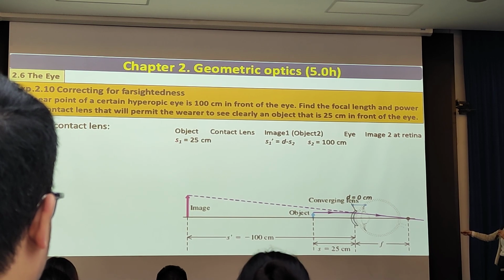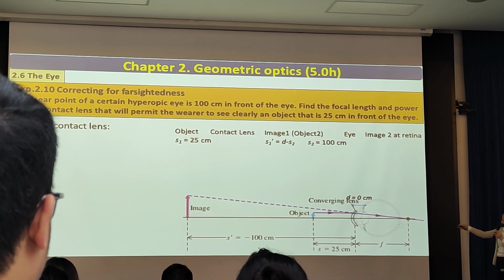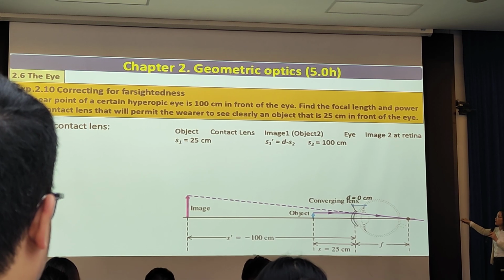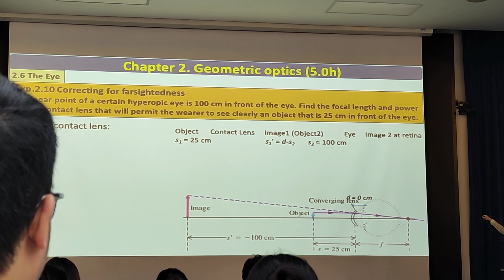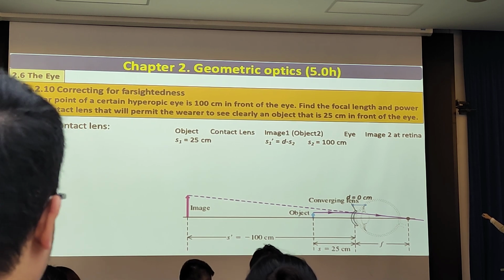The object at the distance S1 equal to 25 centimeters before the contact lens. So it forms the first image, so we can say image 1. And this first image becomes the object to our eyes. Our eye is the second lens, right? So you got image 1 as S1 prime, and object 2, it is the object to our eye, so it is object 2 with S2.